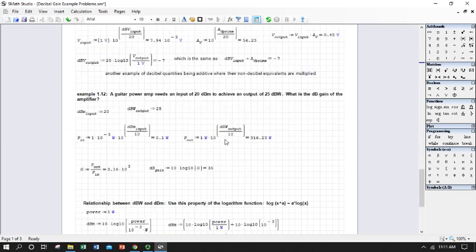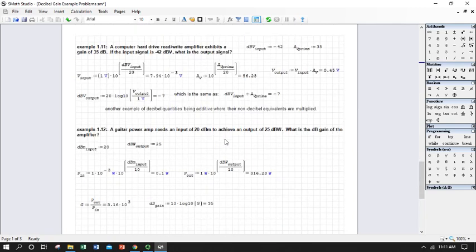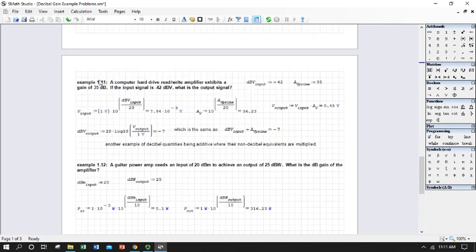Oh, had a couple more. Okay, example 1.11. A computer hard drive read-write amplifier exhibits a gain of 35 decibels. We've got an input signal of negative 42 dBV. So this is pretty small, even though we have the 1 volt reference. What's the output? So we kind of need that A sub V voltage gain.